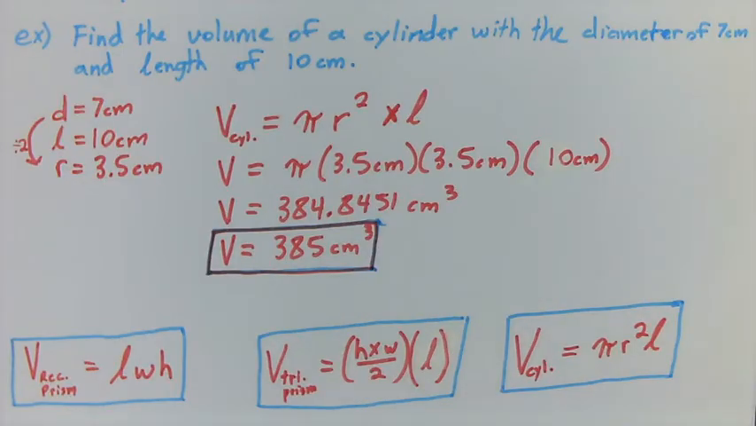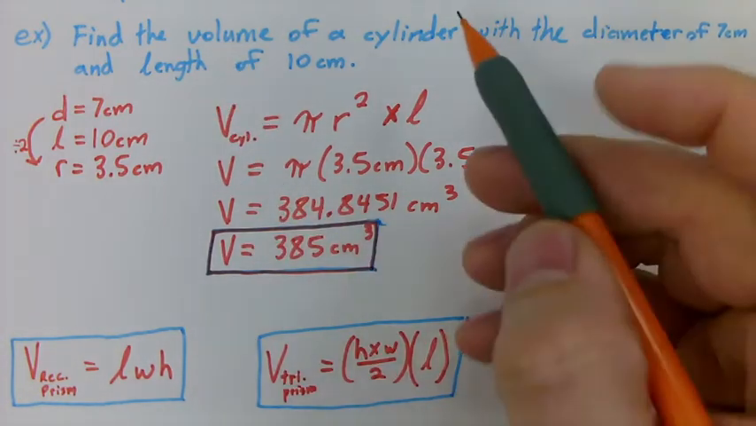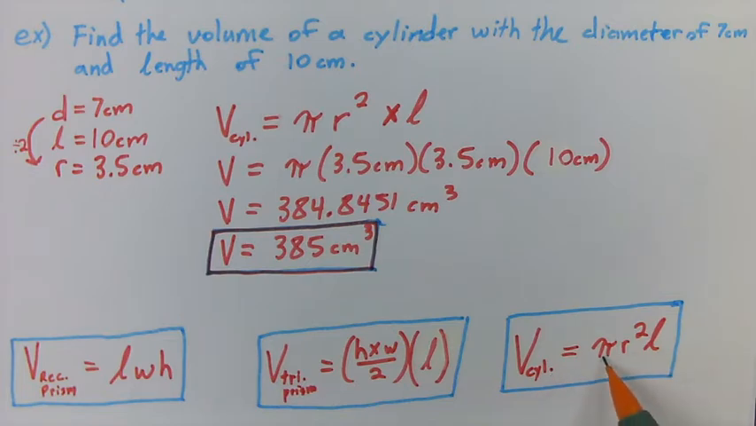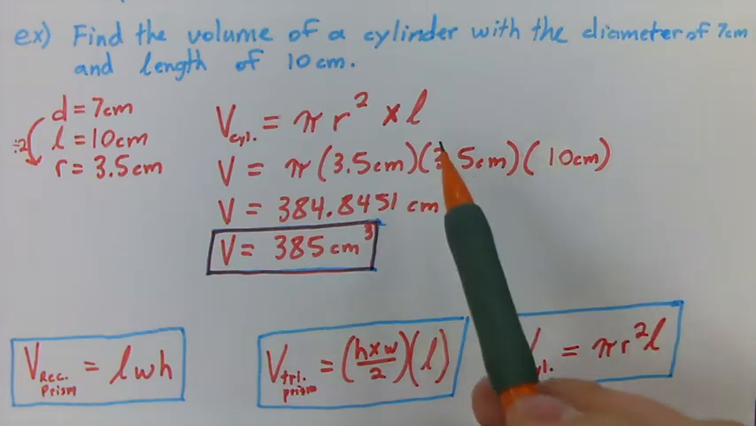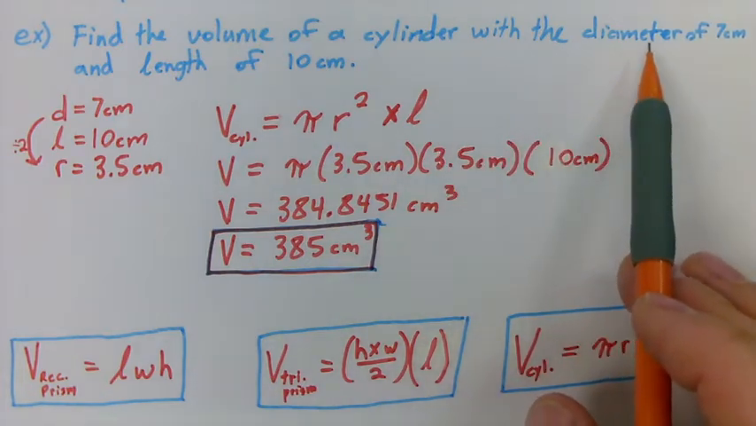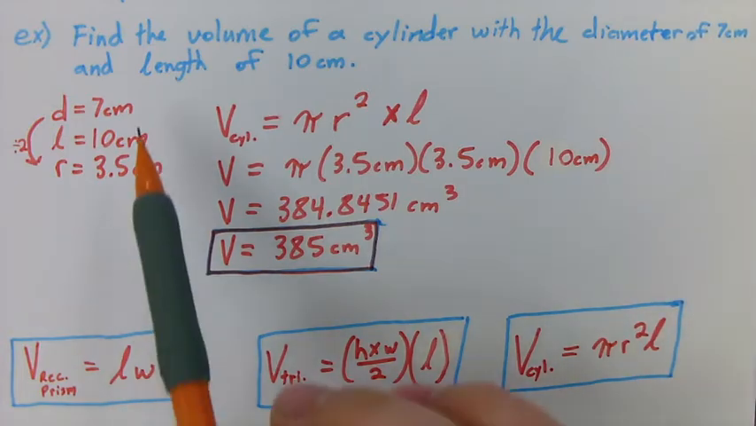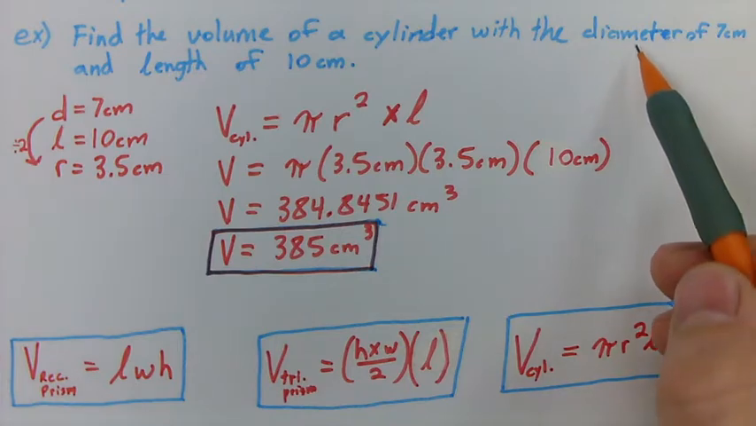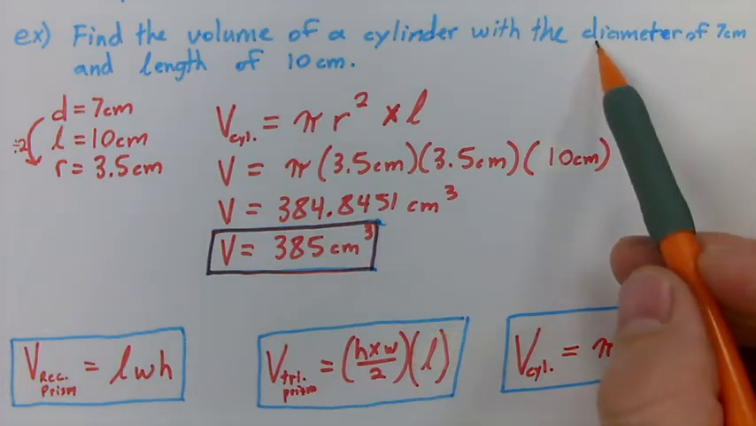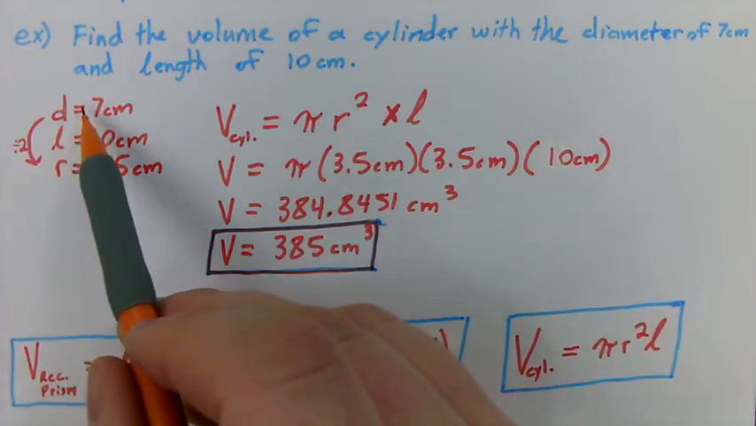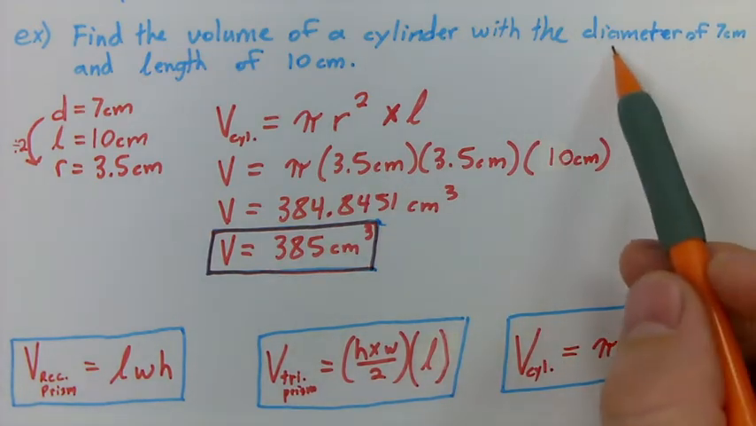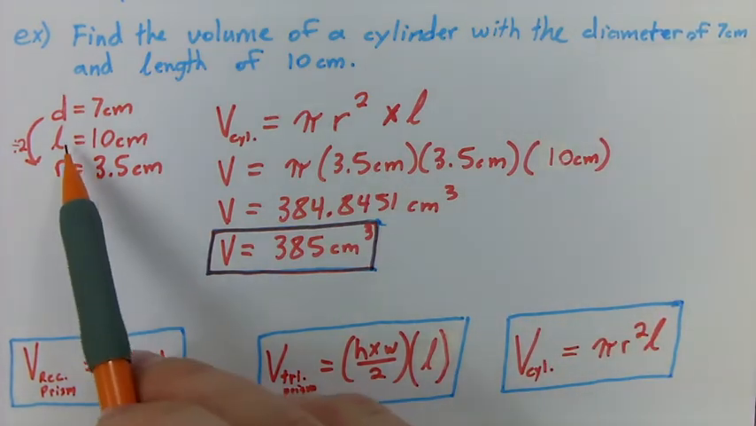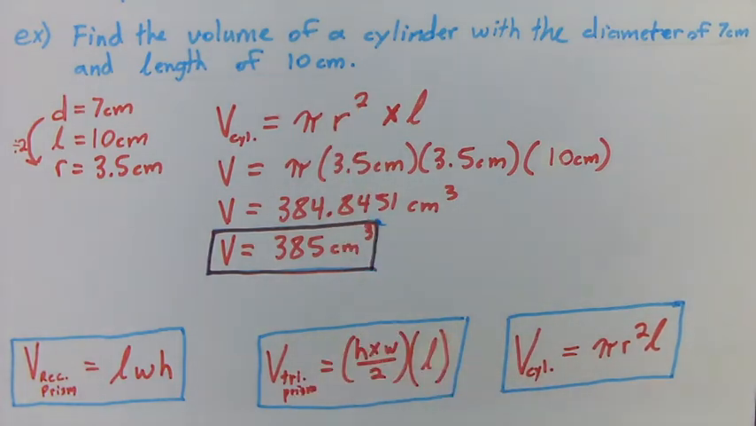Let's do an example. It says here, find the volume. So volume, we're going to use what we're learning today. The volume of a cylinder, okay, so it's going to be this third formula where it's pi r squared times L, with the diameter of 7 centimeters and the length of 10 centimeters. So let's get in the habit of writing down what our variables are. So diameter, we use lowercase d, is equal to 7 centimeters, so we know that. And we know also the length is 10 centimeters.